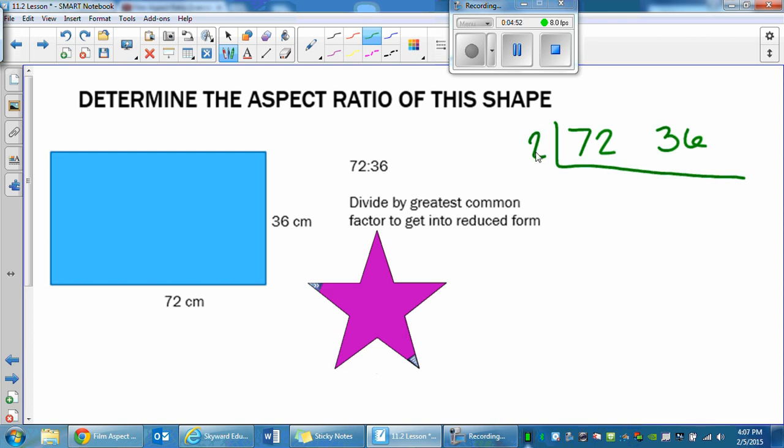So 72 divided by 2 is 36, and 36 divided by 2 is 18. Then I ask myself, are these two simplified all the way down yet?